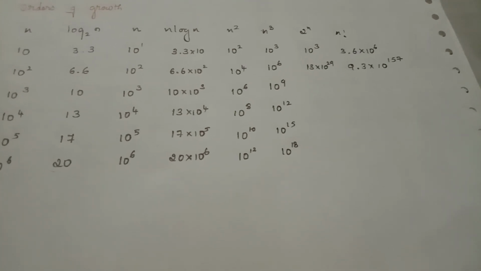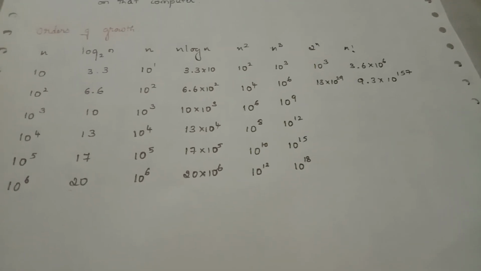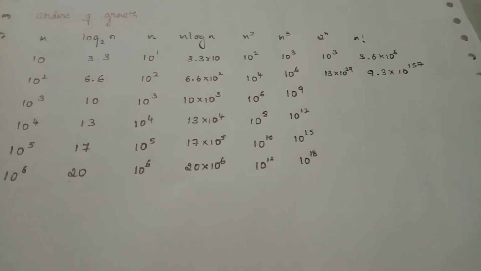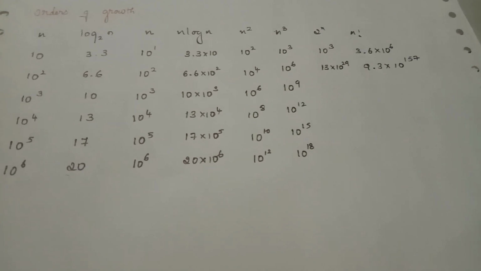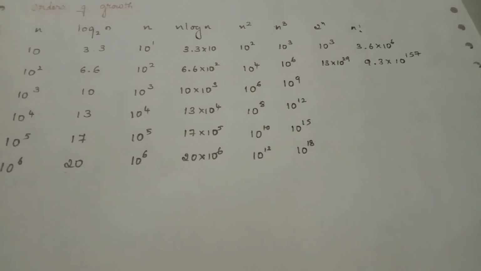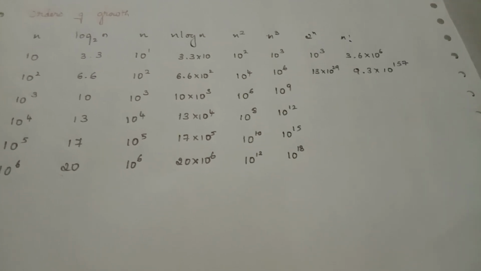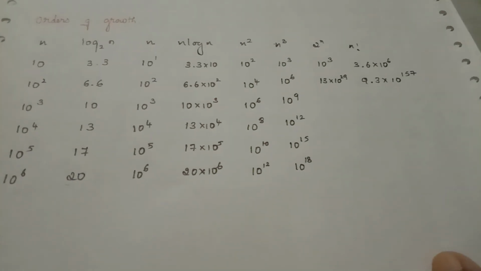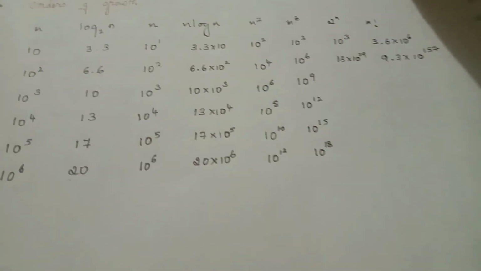If an algorithm is running with n factorial, and you just give 100 elements as input, you can see that its running time is 9.3 into 10 to the power of 157. We can say that it is running very slowly, that is, its running time is so much. So in this way you have to choose an algorithm. When you have choices of one or more algorithms, you can choose the better algorithm.